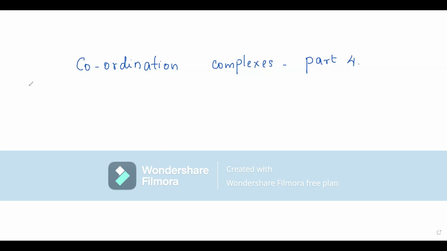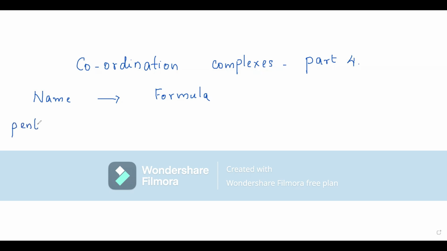In this episode, let us learn how to write the formula of a compound from its name. Okay, so from the IUPAC name of a coordination compound, how can we write its formula?